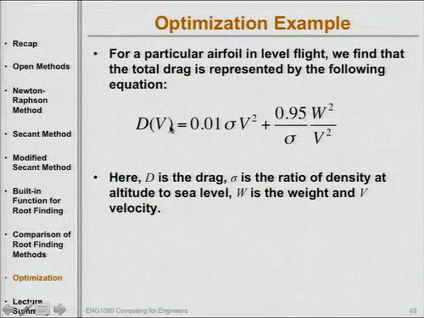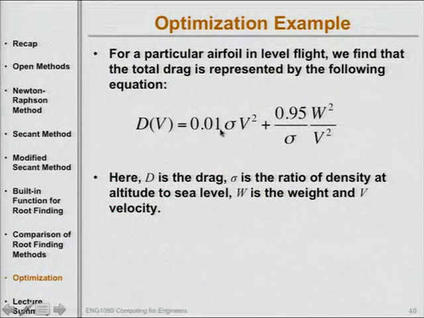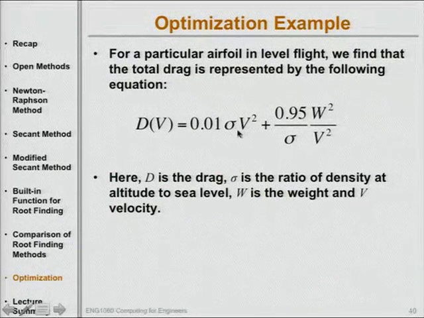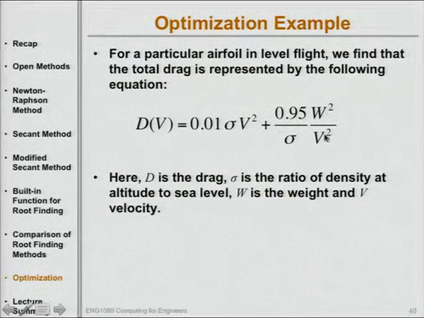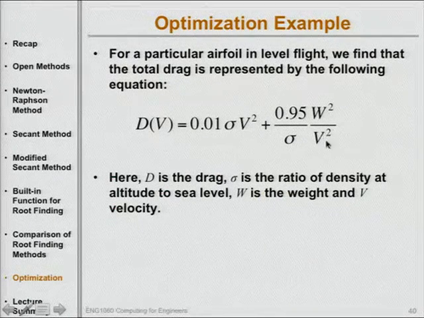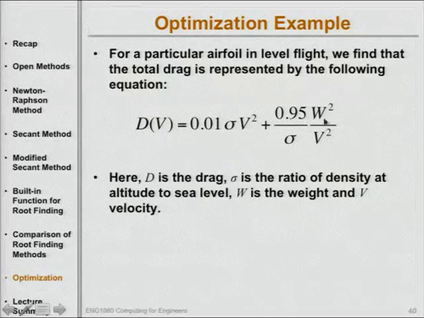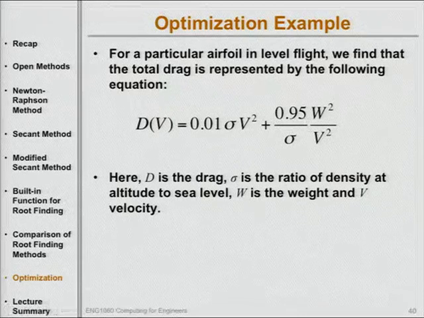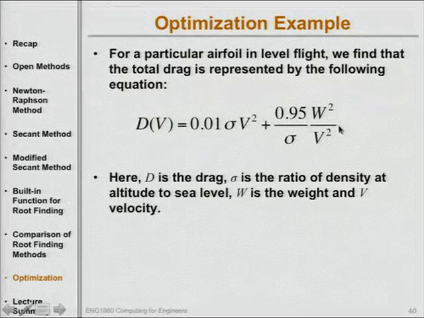So the drag as a function of the velocity is equal to some coefficient, 0.01, times sigma, which is the ratio of densities at altitude and sea level, times v squared, plus this other term, which is like a 1 on v squared term. So we've got two completely different terms, v squared and a 1 on v squared term. These other things here are just coefficients that are applicable to this particular airfoil. They're not generic in any way. What's important is the v squared and the 1 on v squared.